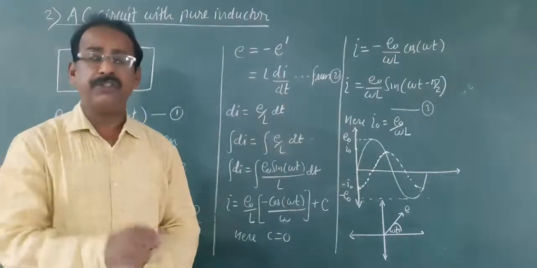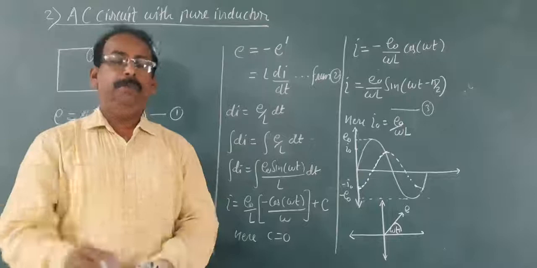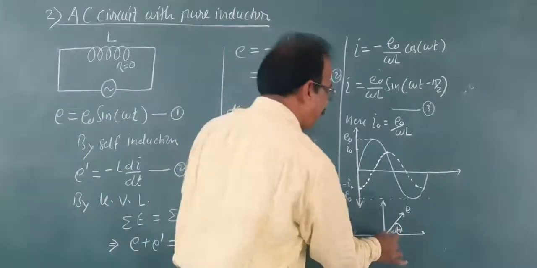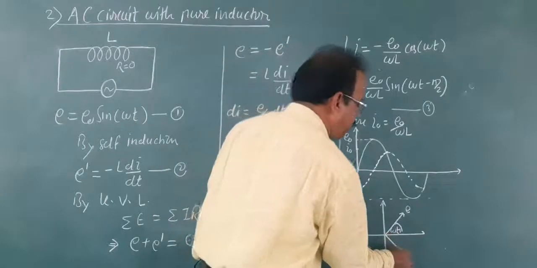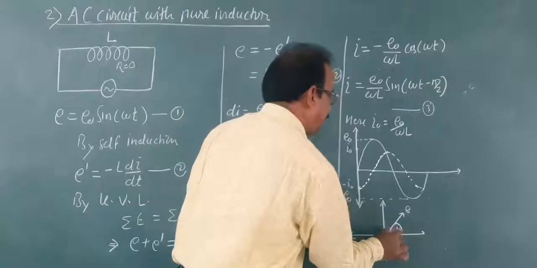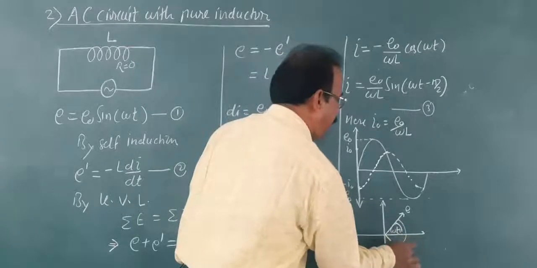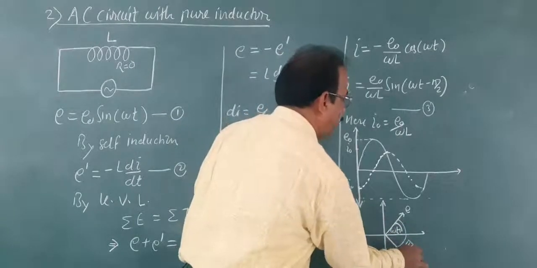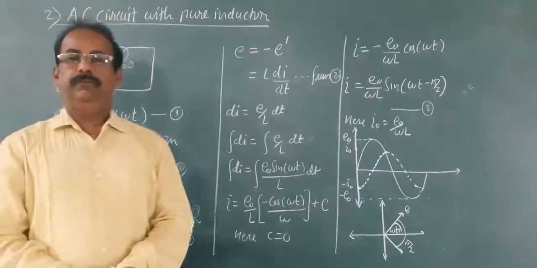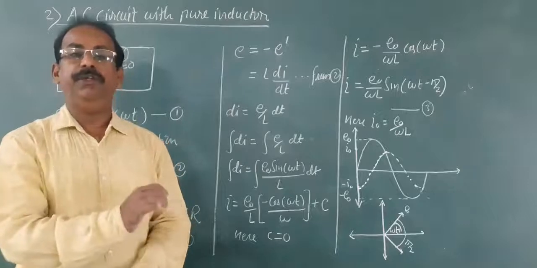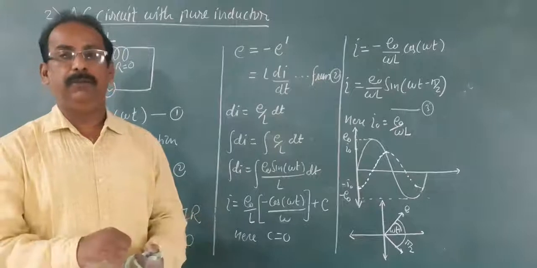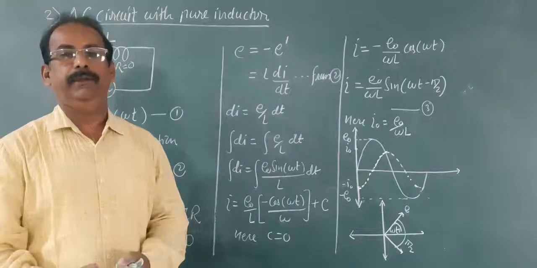Now current lags behind here by phase pi by 2. Means you have to draw here phasor for current in this quadrant. Angle between this EMF and current is how much? It is equal to pi by 2. Angle between EMF and current is pi by 2. It lags behind.